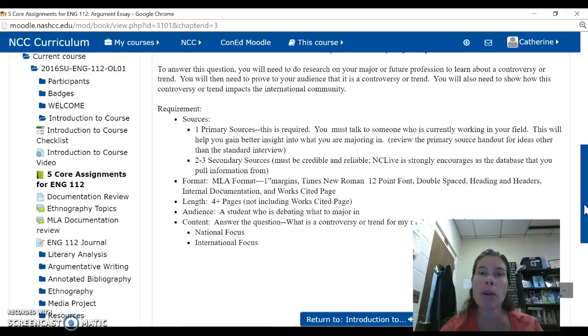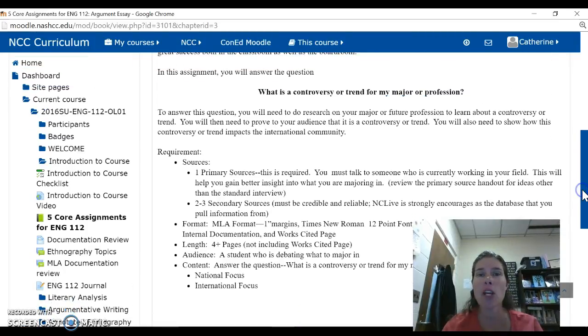We're going to stick with MLA for this assignment. This will be your last assignment that you do in MLA. After your argumentative assignment, we are moving into APA, but we'll get into that later. And the length is 4+ pages, not including your works cited page. So I really want you to investigate this trend or controversy. Your audience is a student who's debating what to major in. So you are to convince them to go into your profession while still addressing the controversy or trend of your profession.